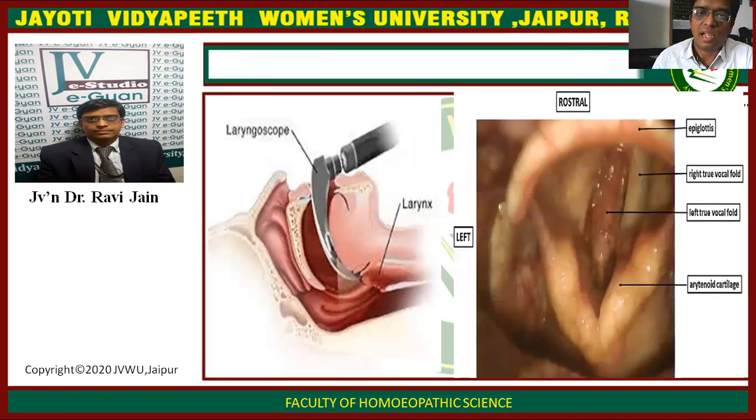This is basically laryngoscopy using a laryngoscope, and you can visualize all these things. You can visualize the epiglottis. This is the voice box. So you can visualize the true vocal cords, you can visualize the right side, the left side, and you can also visualize the arytenoid cartilage.